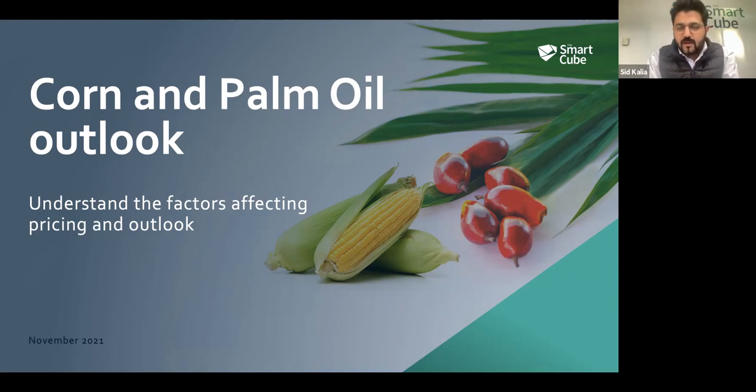Today, we move a little away from the petrochemical side. We move on to the agriculture side of things, and today we're going to be talking about two very important commodities, corn and palm oil. For a buyer, whether in the food and beverage industry, consumer care, personal healthcare, or the life science industry, and even on the manufacturing side, these are commodities that become staples in a lot of your spending.